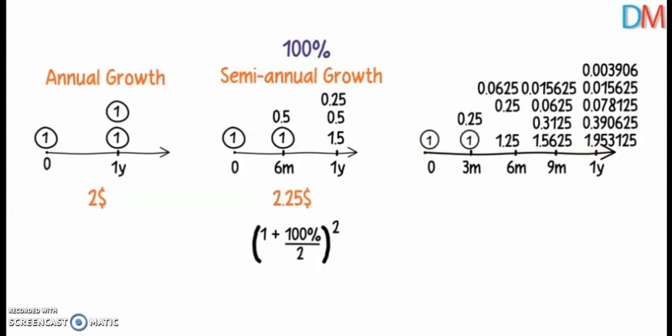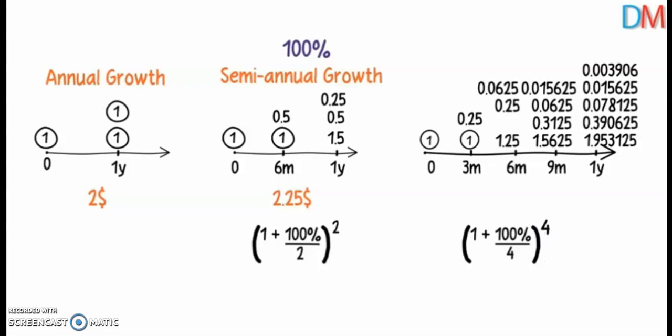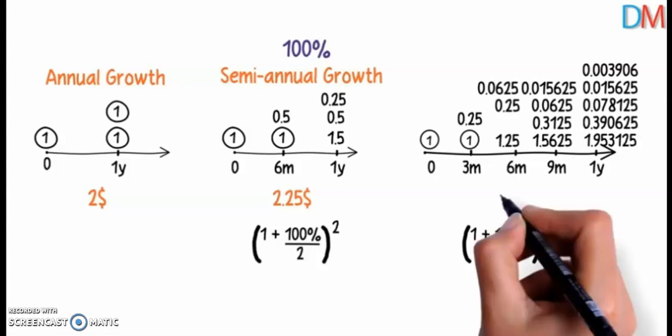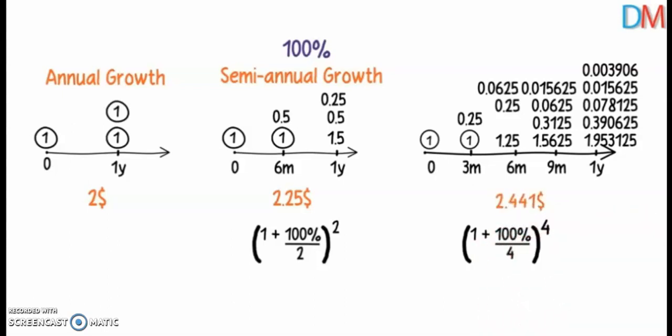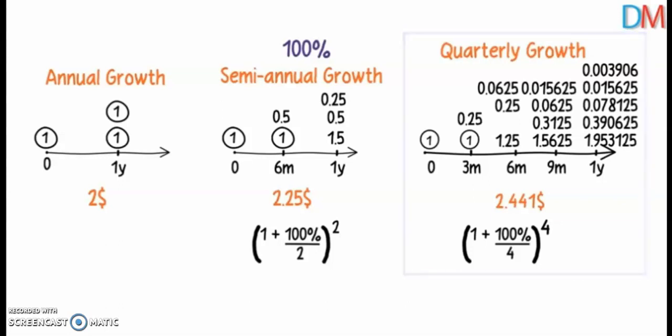Looks messy, but it's actually very simple if you have understood the concept. It's 25% growth every quarter. The formula would change to 1 plus 100% over 4, the whole raised to 4. We would approximately get $2.44 at the end of the first year. I suggest you pause the video and understand the quarterly growth diagram really well.